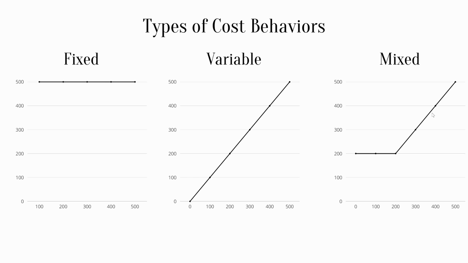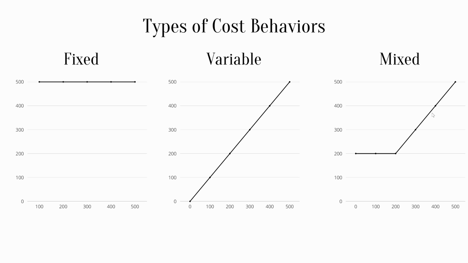cost. So if you produce 100 units, the cost is $100. 200 units is $200. 300 units is $300. 400 units is $400, and so on.